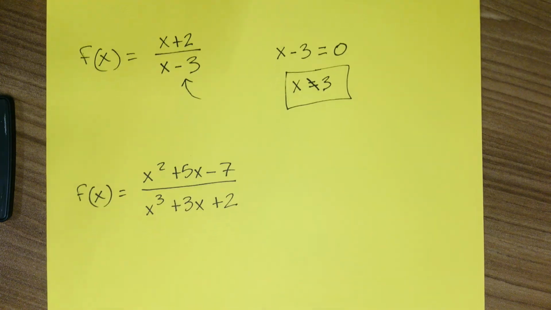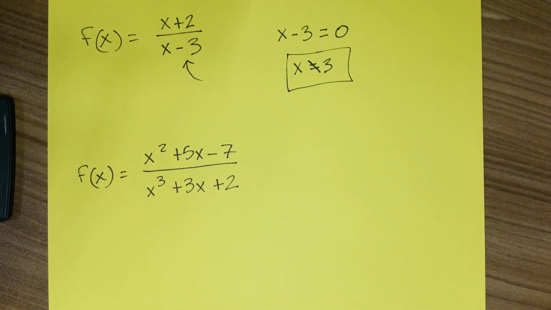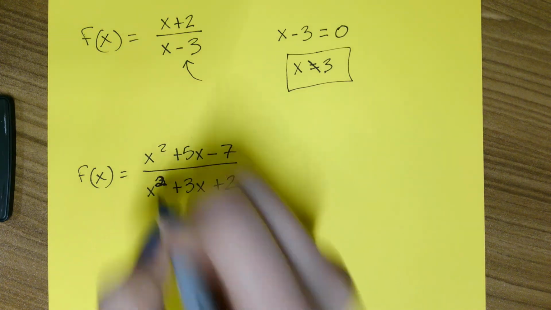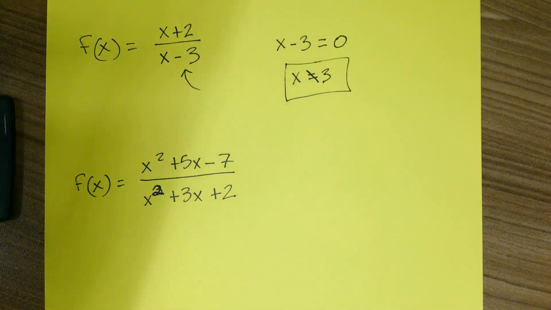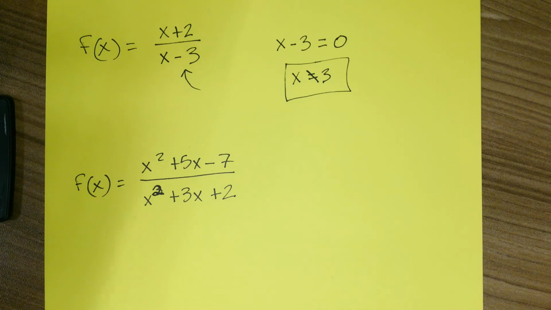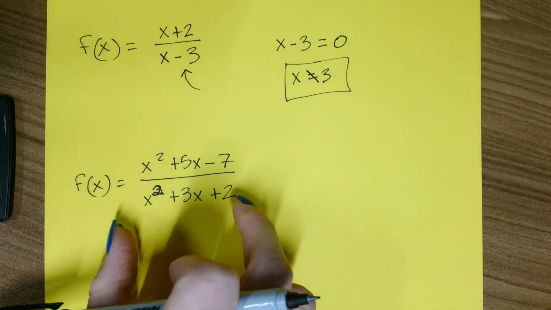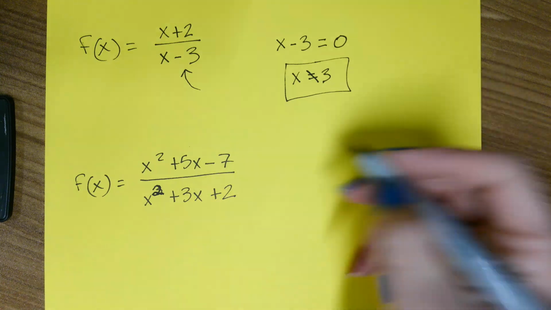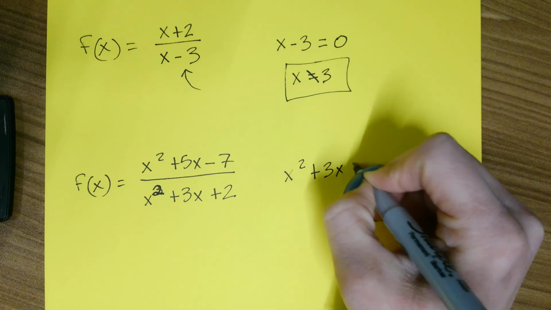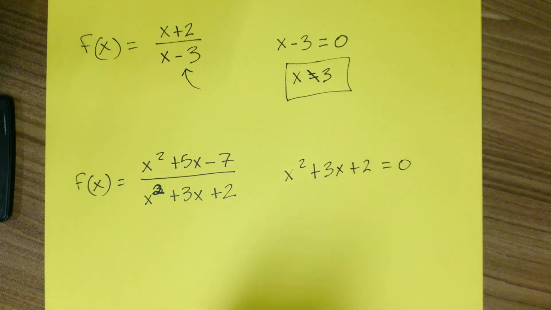Say I have f(x) = (x^2 + 5x - 7)/(x^2 + 3x + 2). Sorry about that. Again, this is rational. I have a polynomial divided by a polynomial. So the restrictions of this will come from the values of x that will make the denominator 0. So I'll come off to the side, set the denominator equal to 0.